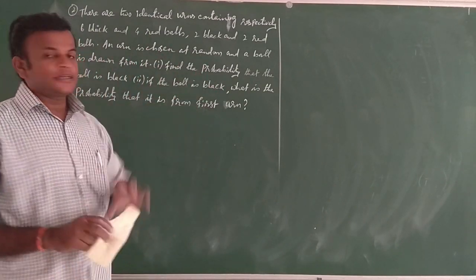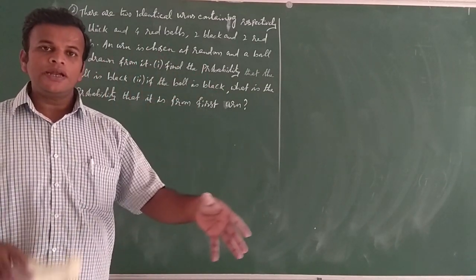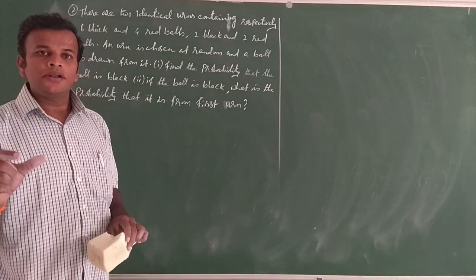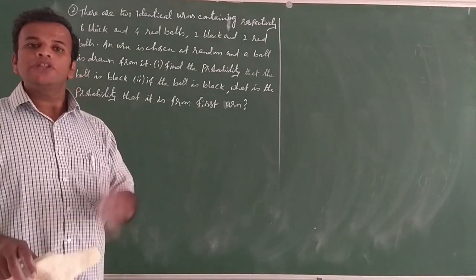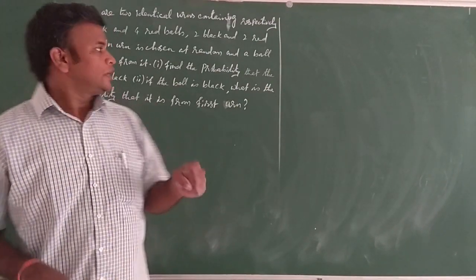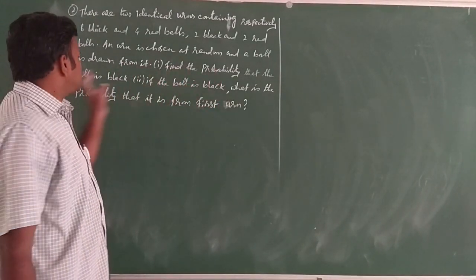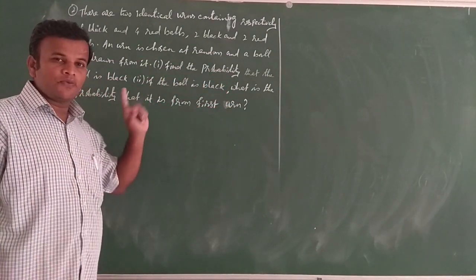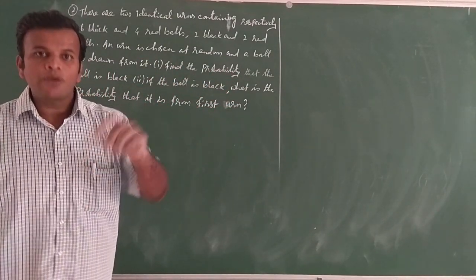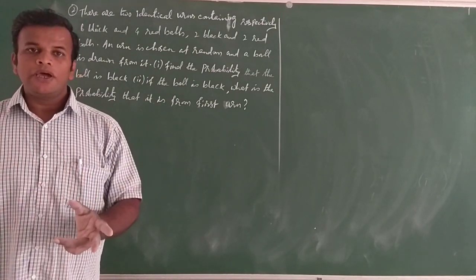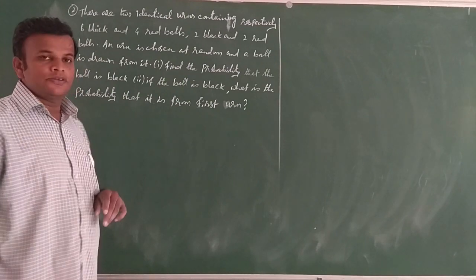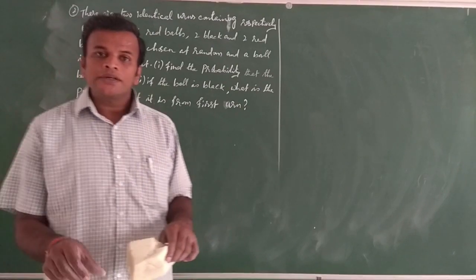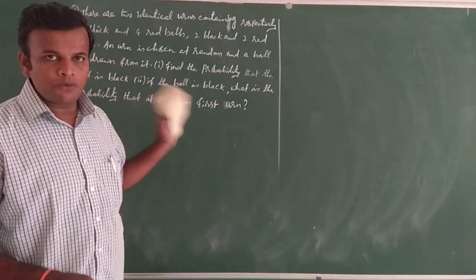An urn is chosen at random. So you take any one of the urns, maybe the first urn or the second urn, and a ball is drawn from it. That means without seeing the urn, we take one ball. Then our question is: find the probability that the ball is black. Suppose we take one ball out of these 2 urns, from any one urn, and it is black. What is the probability? It is the total probability. The black ball will come from urn 1 or urn 2. That is the total probability.